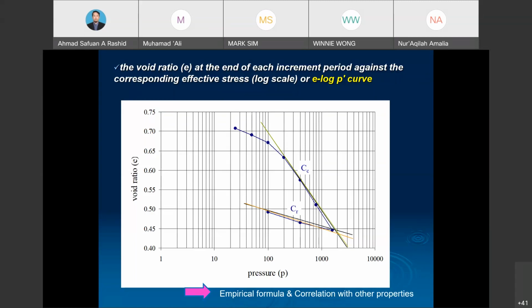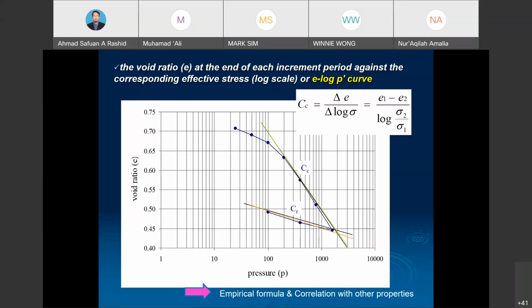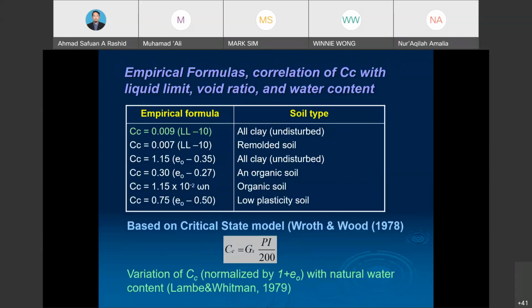Besides that, we can use empirical formulas to determine the CC value or CR value based on correlation with other properties, for example liquid limit, plasticity index, void ratio, or organic content. So this is the formula. For example, if we are not conducting the odometer test and we want to get the CC value, we use the liquid limit value and then can estimate the CC value. So that is for the CC value using the LL.